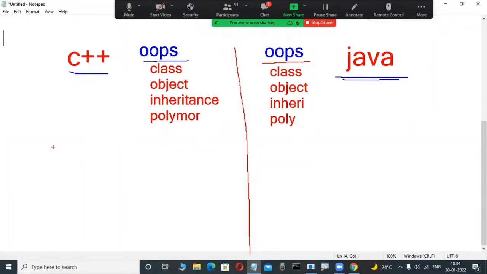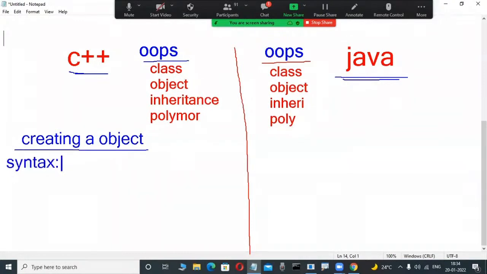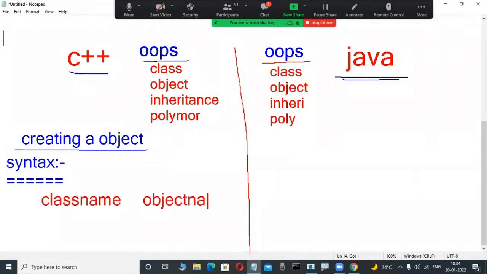Can anybody guess? Suppose in C++ I want to create an object from the class, what is the syntax? Technical persons, so many of you have an idea. What is the syntax in C++? Slowly observe, here is the difference: class name, space, object name. This is the syntax to create an object from the class in C++.